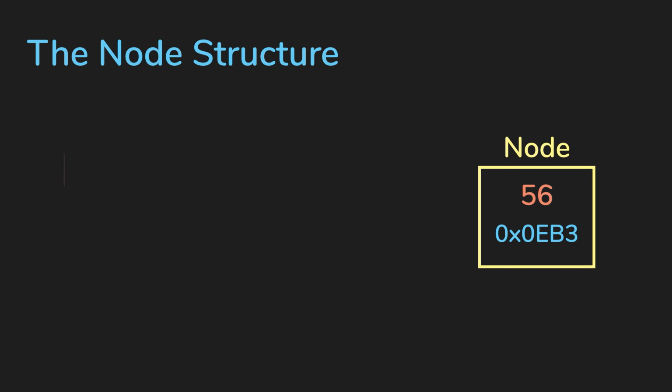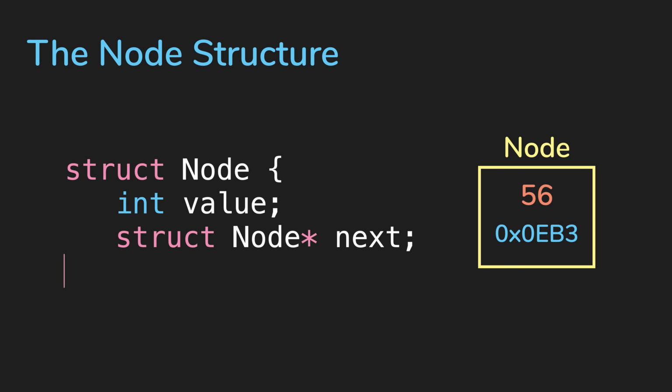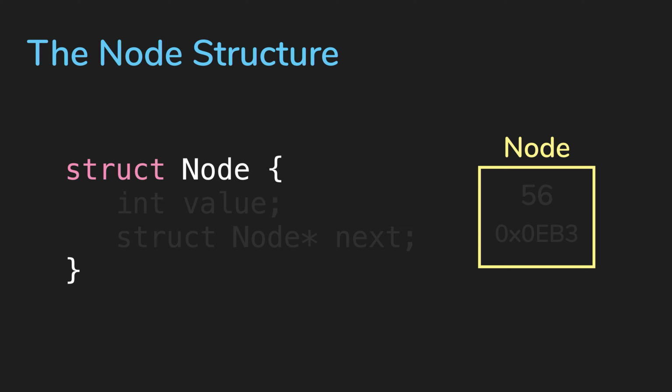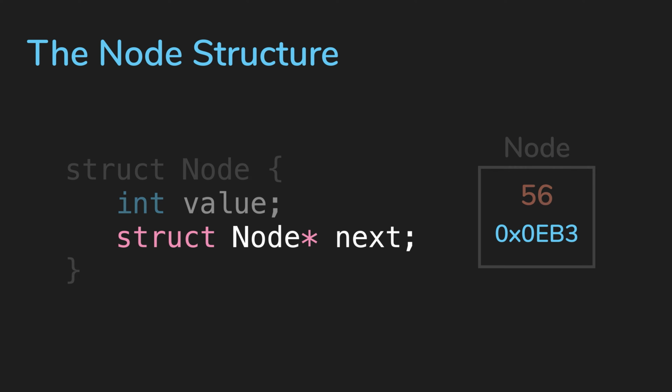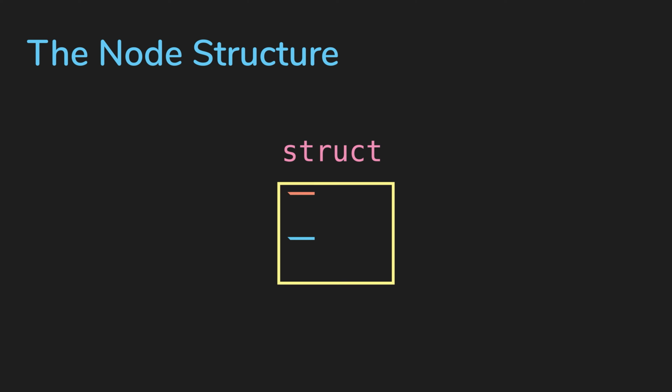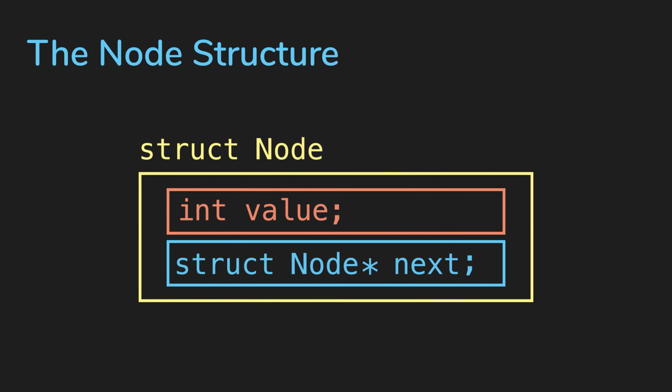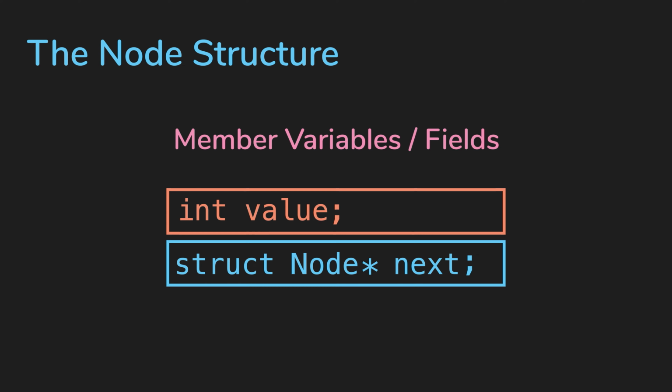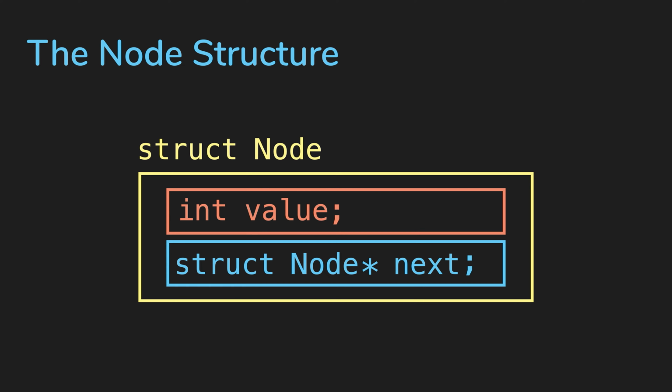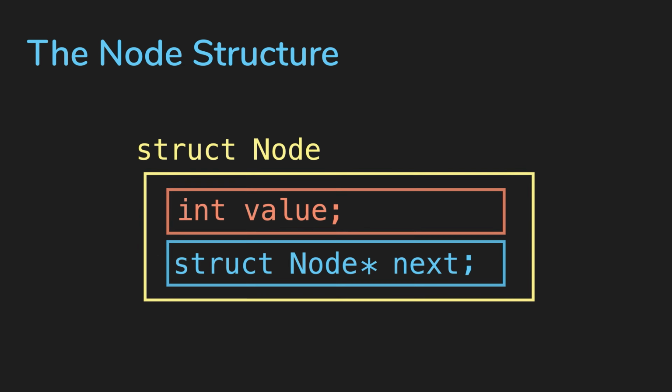In code, a node is a structure that looks something like this. This is actually C code. This tells us that there's a structure called node that contains two attributes. Think of a structure as a kind of container of multiple attributes. We also call these attributes either member variables or member fields. They are variables that are associated with a specific object.